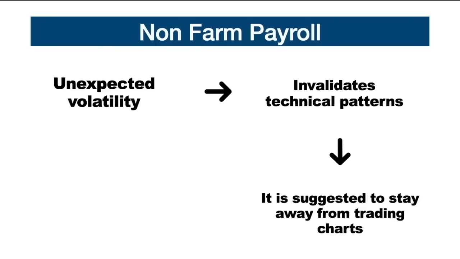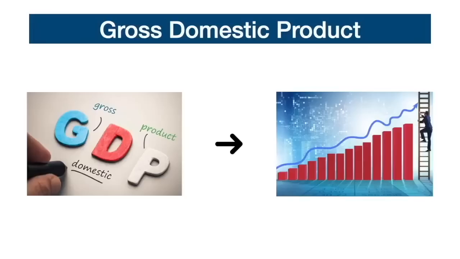Unexpected volatility in the markets can often invalidate any logical technical chart pattern or setup. It is suggested to stay away from non-farm payroll and start trading the following week, once there is a stronger sense of direction. The gross domestic product is an economic indicator, which indicates the total value of goods and services produced in a country and analyzes the health and economic growth of a particular country.